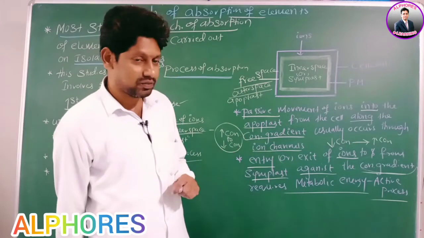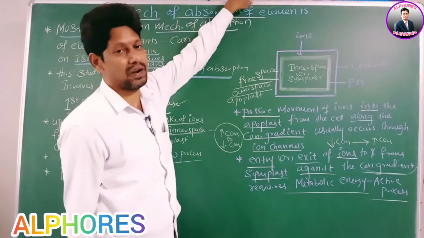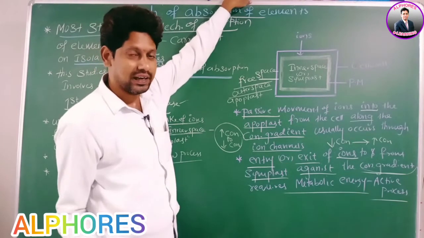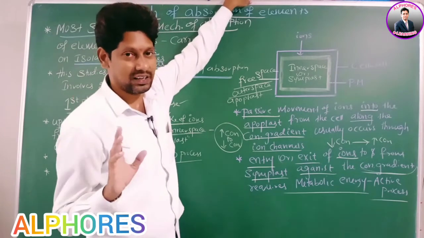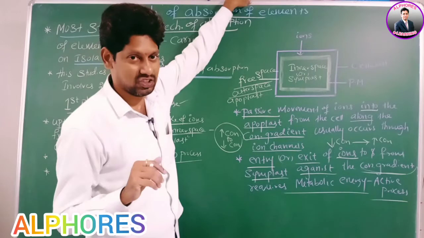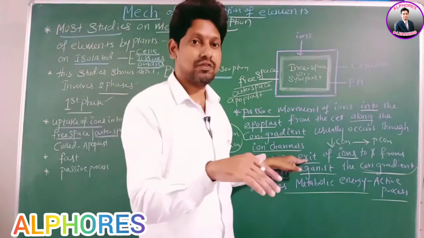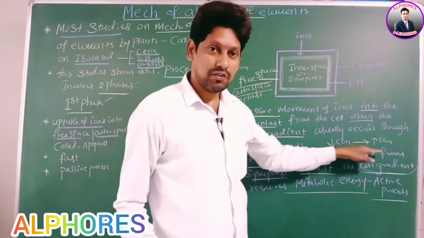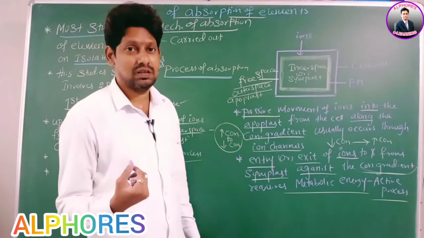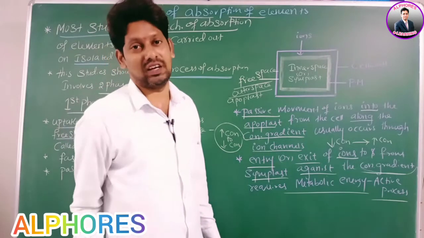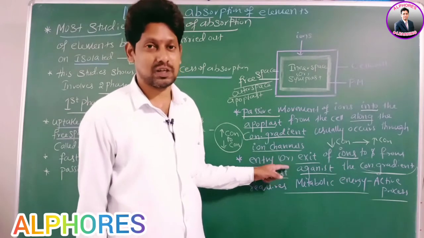Now see this statement once. Exit of ions from symplast. What is the first case? Entry of ions into the symplast against the concentration gradient, active process, requires metabolic energy. What is the second condition here? Exit of ions, coming out of what? Symplast. Now the ions are coming out of symplast. How? Against the concentration gradient. This is also an active process as it requires metabolic energy.